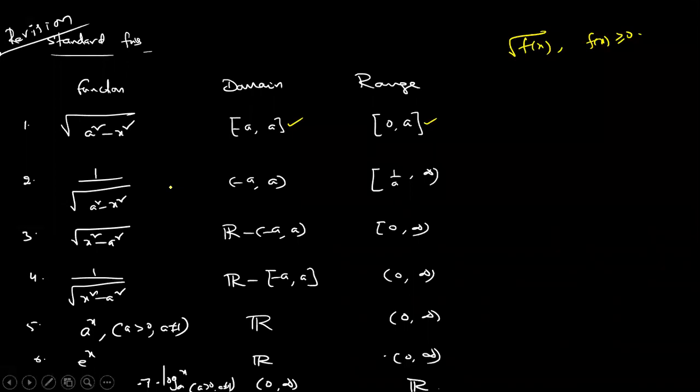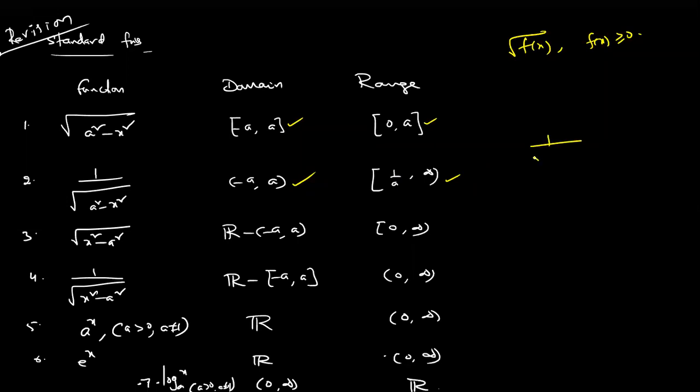Suppose the function is in the denominator: 1 by root over a square minus x square. Then its domain is what here? Strictly greater than 0, so open interval minus a comma a. See, range is what here? 1 by a comma infinity. This one.